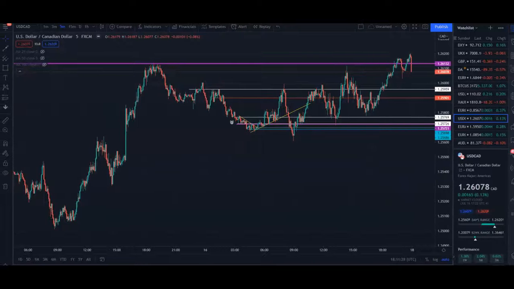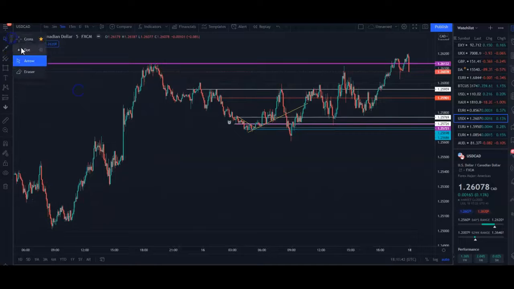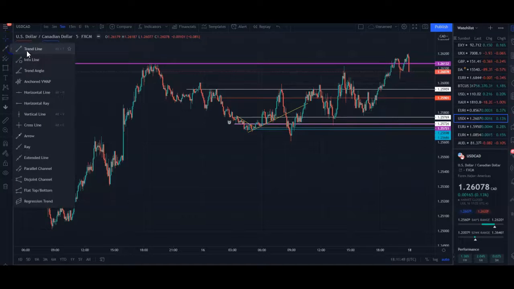Now over here on the left hand side, we have some drawing tools that we can use. Here you have the cross, the dot, arrow, eraser. I personally keep it on the cross, my fave. Here you can have the arrow, trend. You can find the trend lines. These are the ones that I pay attention to: the trend line, horizontal line, horizontal ray, vertical. I don't usually use cross line. I do the arrows. So these are the ones that I personally use quite often.